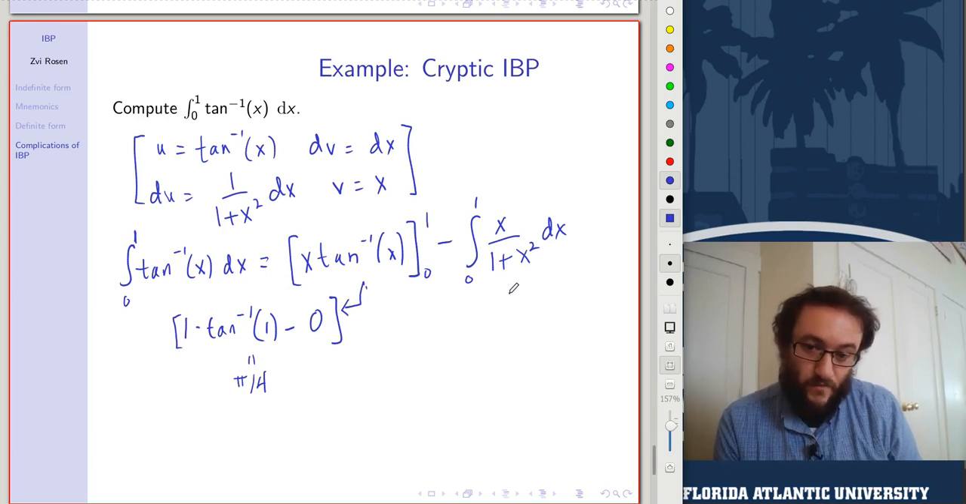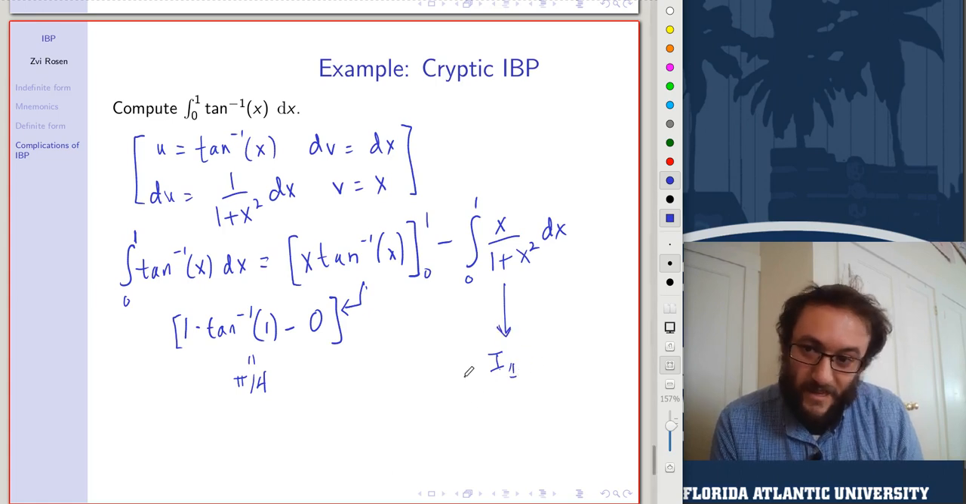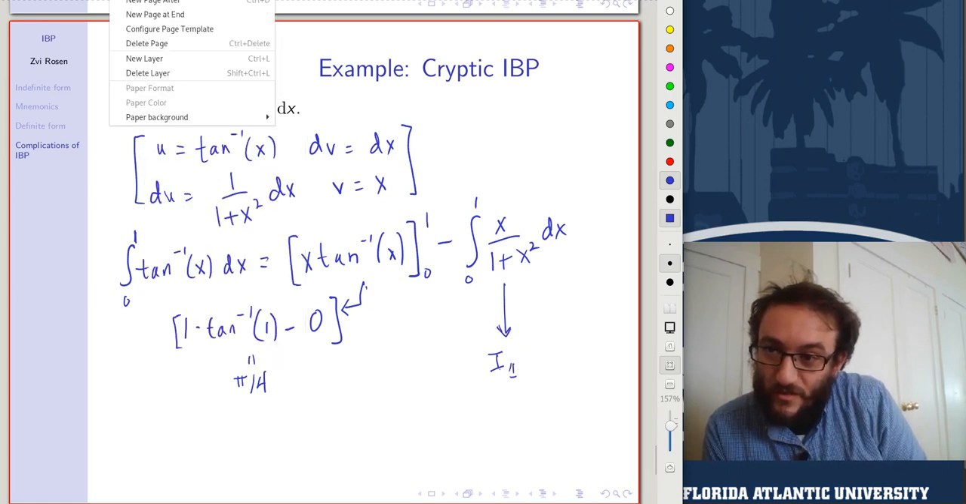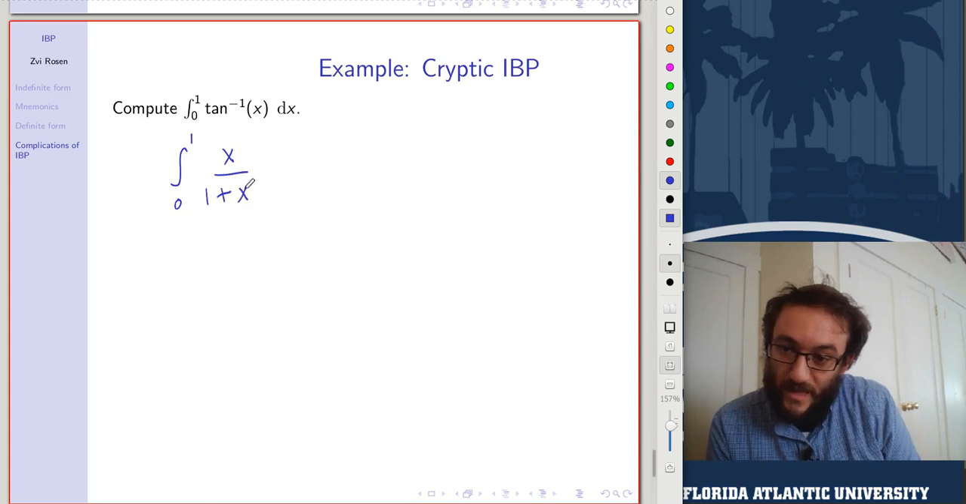Okay, as for this part, let's call this I1 as before. This is our next integral. We're going to add a page. Here we go. So we want to compute the integral from 0 to 1 of x over 1 plus x squared dx.